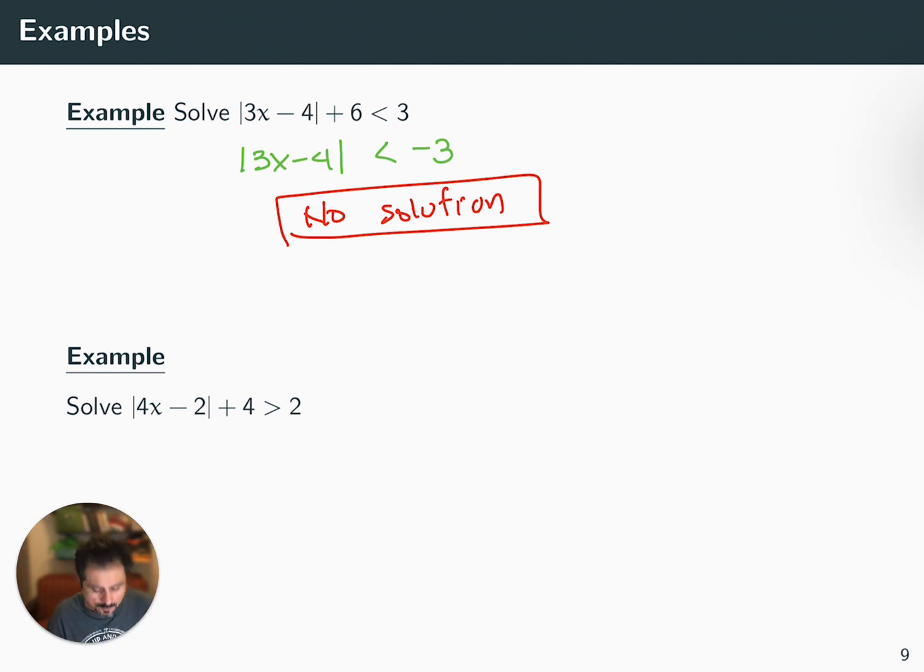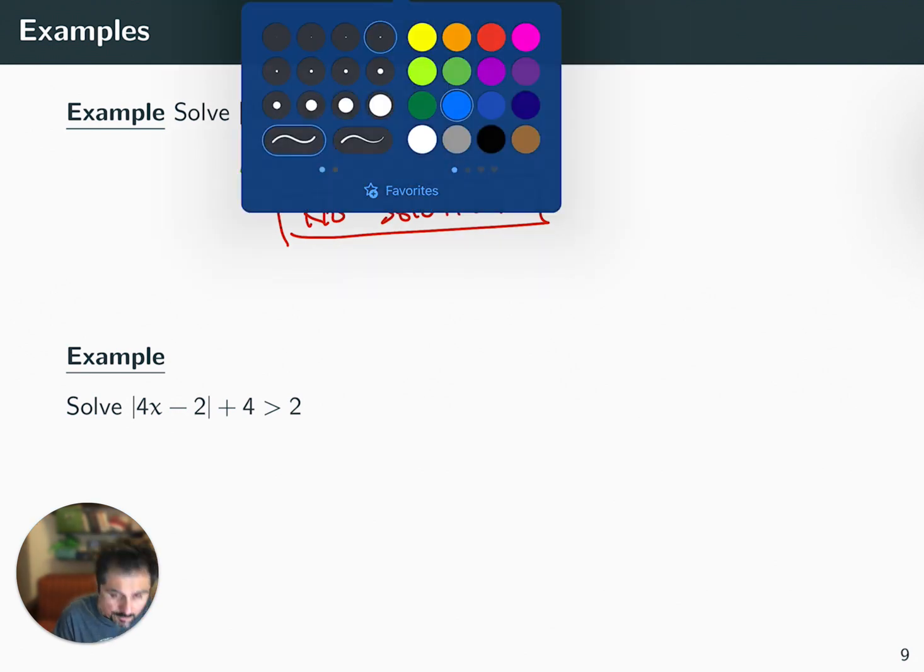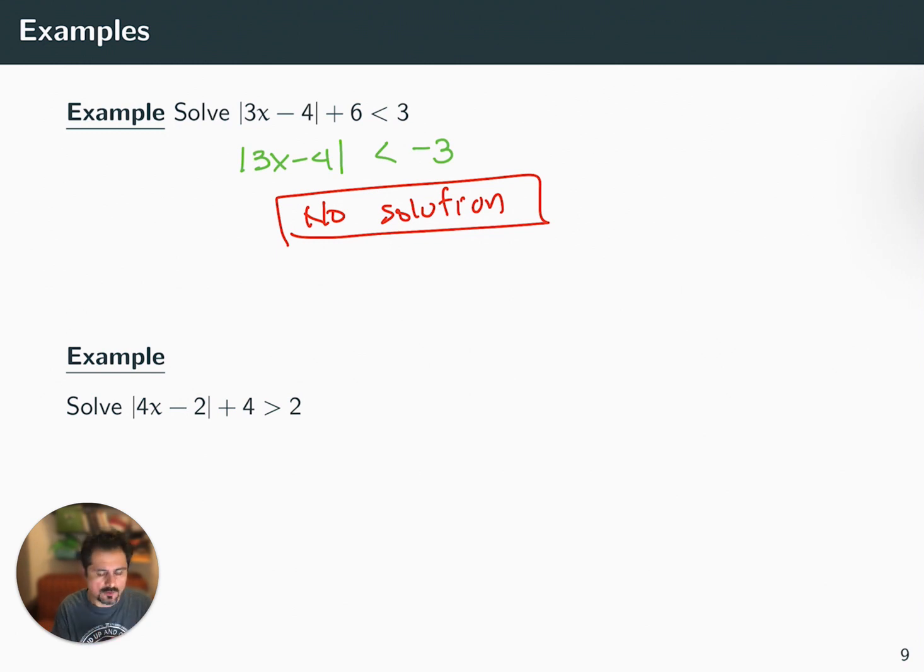Okay, so now the second example. In the second example, if I do the same thing, it says absolute value plus 4 greater than 2, I'm going to write the absolute value. I need to subtract the 4, so greater than negative 2. This one is different, because this one has absolute value greater than a negative number. And in this one, regardless of the value of x, it's surrounded by an absolute value. The absolute value of whatever is inside will always be positive. At the smallest it could be is 0, because the absolute value of 0 is 0.